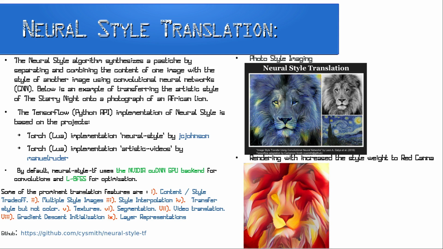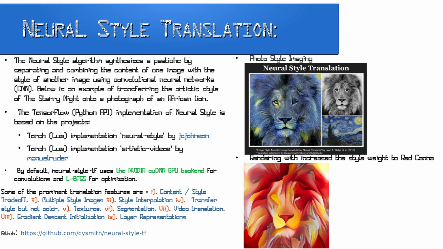The neural style algorithm synthesizes a pastiche by separating and combining the content of one image with the style of another image using convolutional neural networks. In the slide, the images are an example of transferring the artistic style of The Starry Night onto a photograph of an African lion. The Neural Style Translation library is a TensorFlow implementation of neural style. In this project, transferring the style of various artworks to the same content image produces qualitatively convincing results.